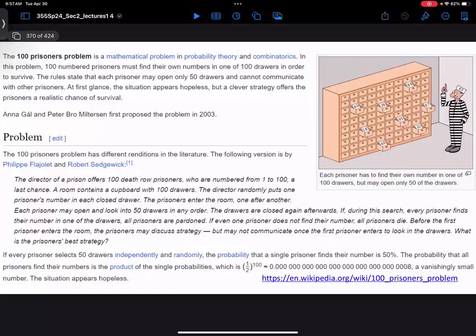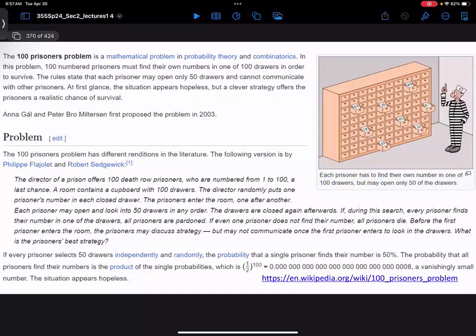And if they see their number, then that counts as a win. If they don't see the number, it counts as a loss. Everybody must see their number. Everybody can open at most 50. If even one person doesn't see their number, they lose, and we'll say they all are killed, because we can be violent because this is just hypothetical. If they all see their number, they are all paroled.